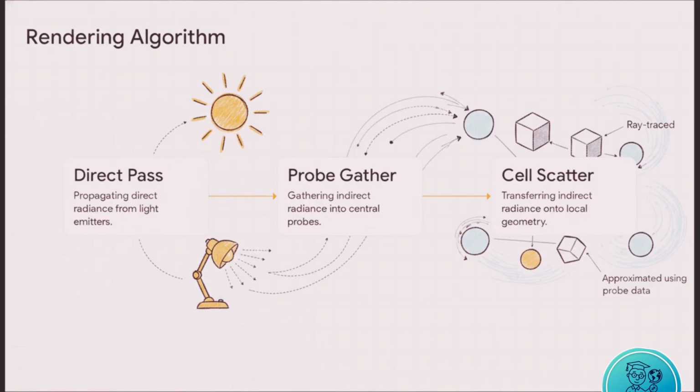If a light source is really close, the algorithm carefully ray traces it for perfect accuracy. But if it's far away, it saves massive amounts of time by just approximating it, using the data it already gathered in the nearest probe.